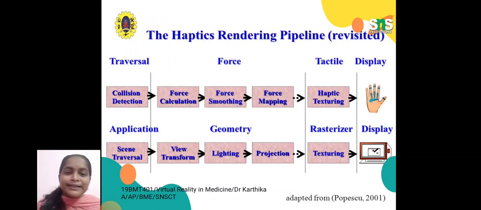Here we have the haptics rendering pipeline. Here we have two stages. In stage 1 we have traversal, force, tactile and display. In stage 2 we have application, geometry, rasterizer and display. In the first stage we have collision detection, force calculation, force smoothing, force mapping and haptic texturing, and the traversal, force and tactile. In stage 2 we have scene traversal in application, and in geometry we have view transform, lighting and projection. In rasterizer we have texturing, and finally we have the virtual reality display.